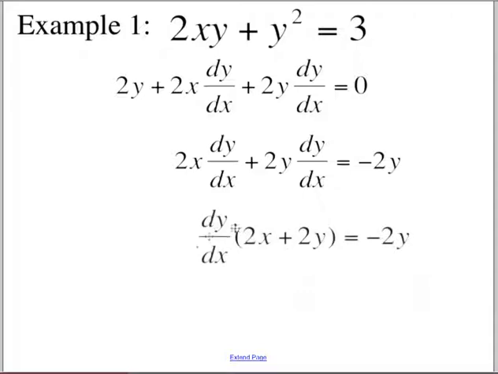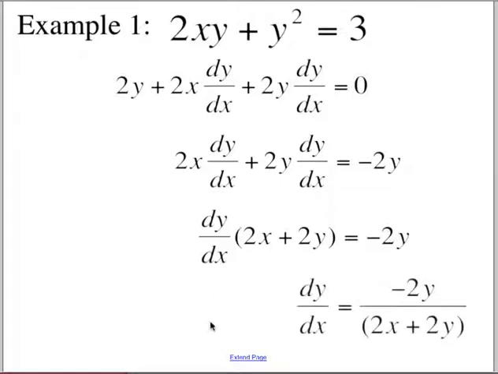The last thing to do to get dy/dx by itself is to divide by 2x plus 2y. And so our derivative, dy/dx, equals negative 2y divided by 2x plus 2y. You could factor a 2 out of the denominator and then cancel out the 2's, but you can just leave it like this as well. But you should know how to simplify this.